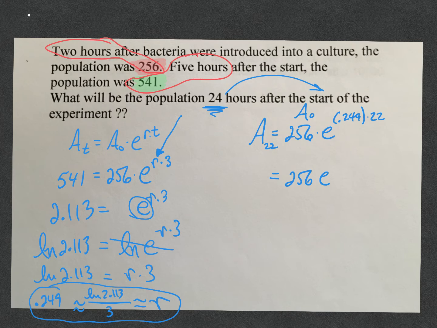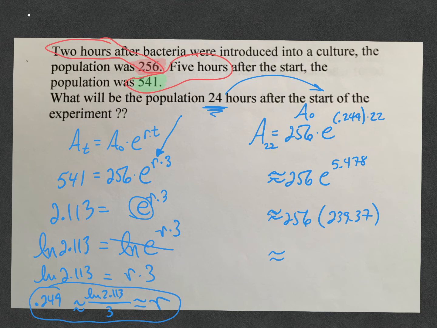We have to multiply 0.249 times 22, which is 5.478. We have to raise e to that power. So I'm just using my calculator to get there. We get 239.37. I'm rounding, so I should put approximately equal to on those. And then multiply by 256, we'll round to the nearest bacteria.